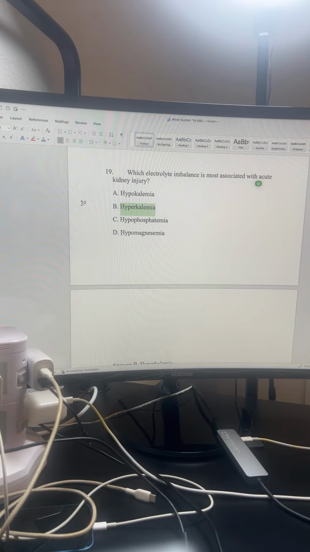All right. In terms of hypomagnesemia, what side effects are you expecting for this patient? Or signs and symptoms? Muscle weakness, tremors, yes.